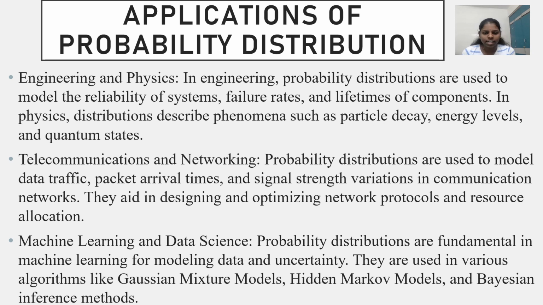Machine learning and data science. Probability distributions are used in machine learning for modeling data and uncertainty. They are used in algorithms like Gaussian mixture models, hidden Markov models, and inference methods.